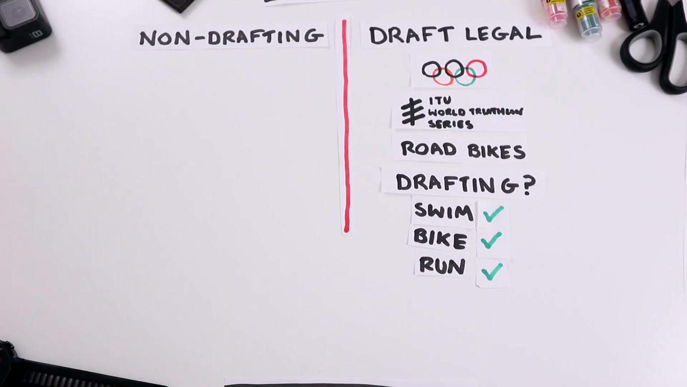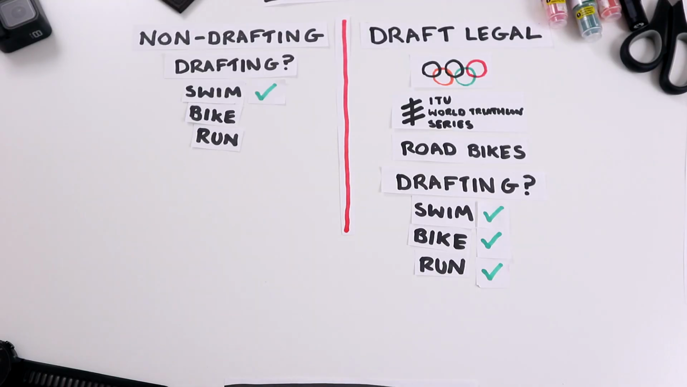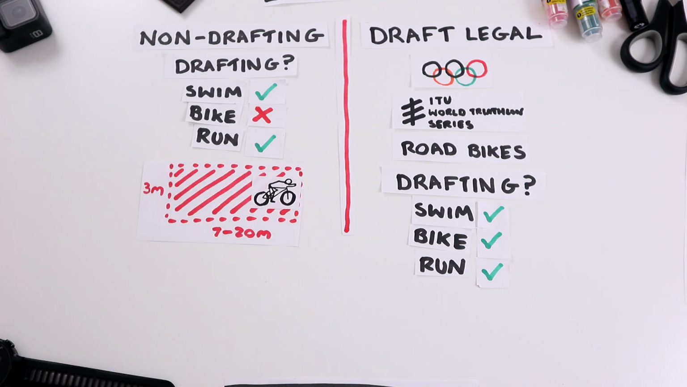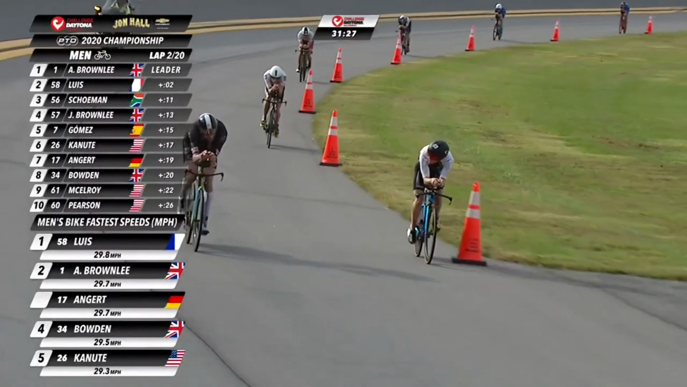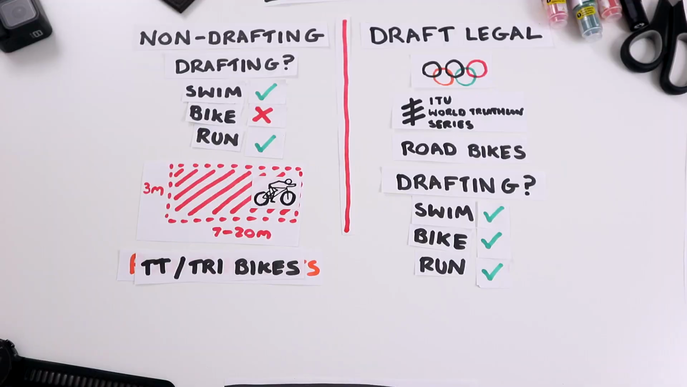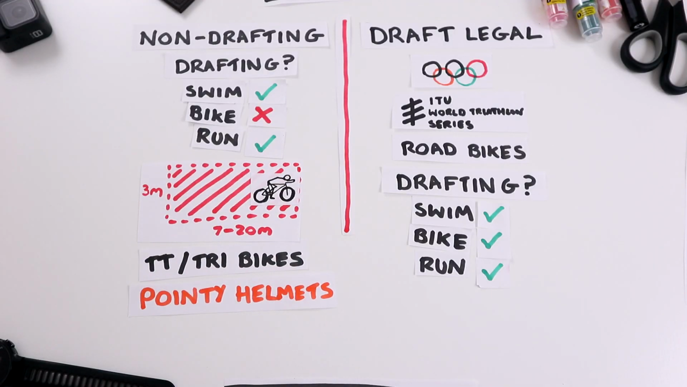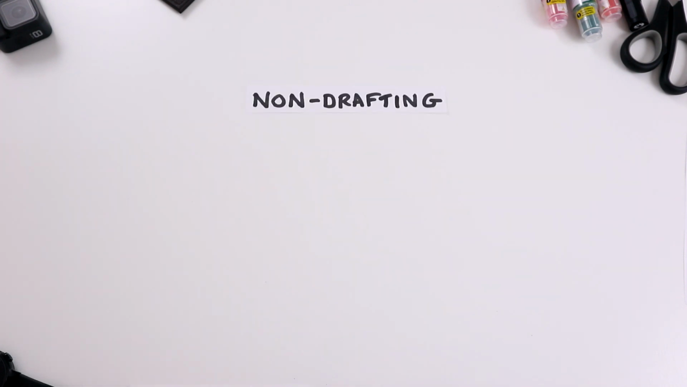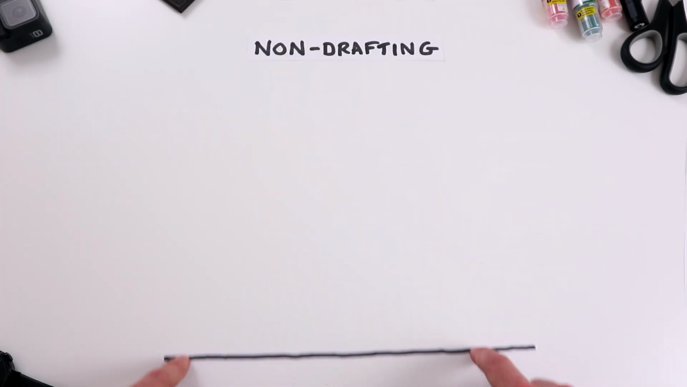Non-drafting racing, on the other hand, has the same rules apart from on the bike leg, where you are not allowed to ride within a certain distance of your competitors. This illegal zone ranges from 7 to 20 metres long and 3 to 5 metres wide, depending on the event. As a result of this, the bikes used are designed to put the rider in a position which prioritises aerodynamics, with all of the kit being used also being designed to minimise air resistance and maximise speed. For the purposes of today's video, we're going to be looking at non-drafting racing and what it takes to be a pro.